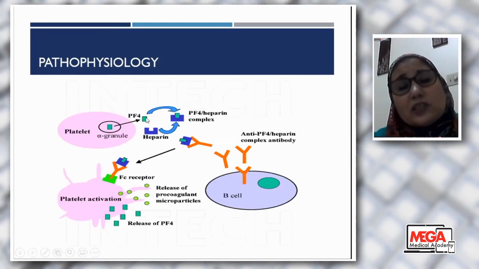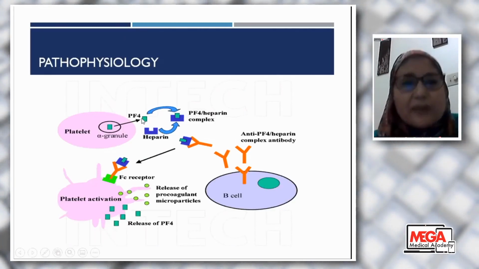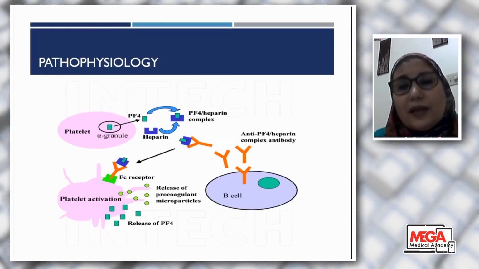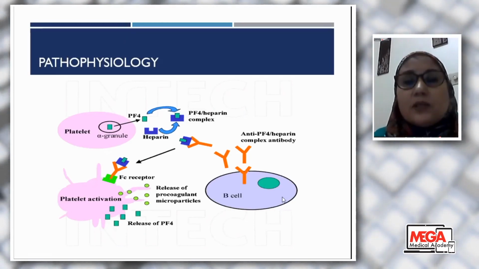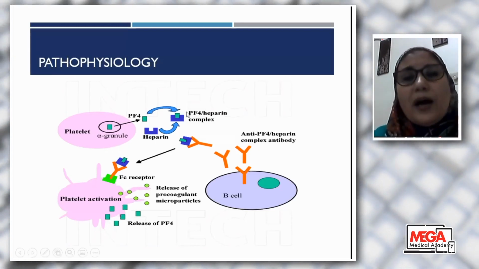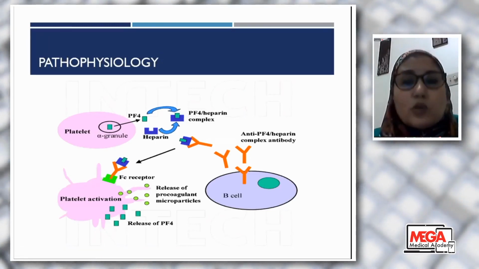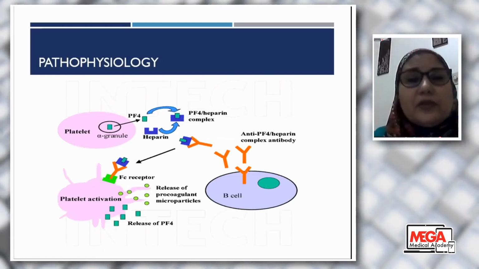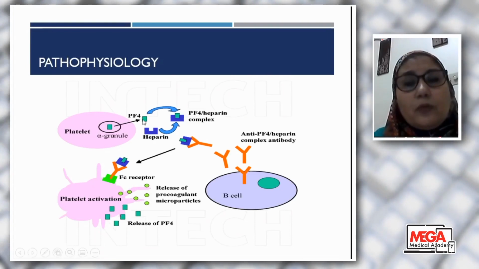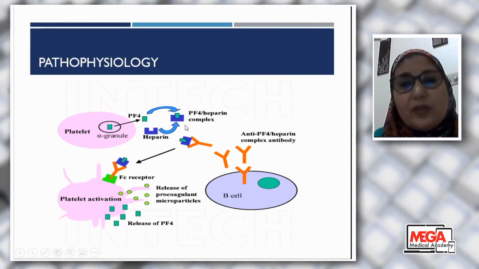Platelet factor 4, in the presence of heparin, acts as a hapten. It stimulates the formation of antibodies, so antibodies will be formed by the B cells. Then the antibodies will combine with the complex of platelet factor and heparin, so that three come together. Who are the three? Platelet factor 4 with heparin and the antibody against the complex.